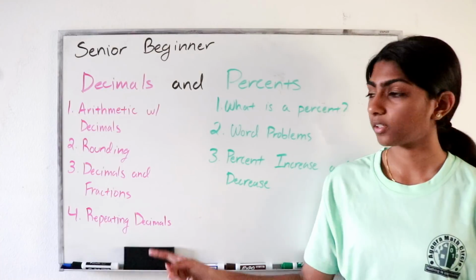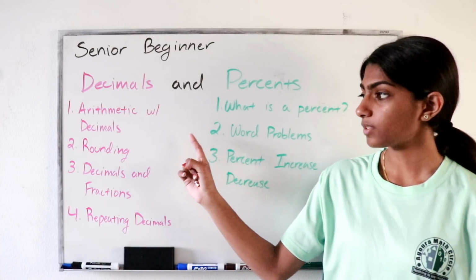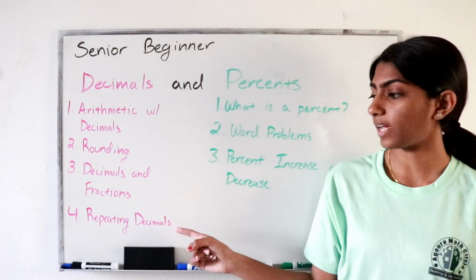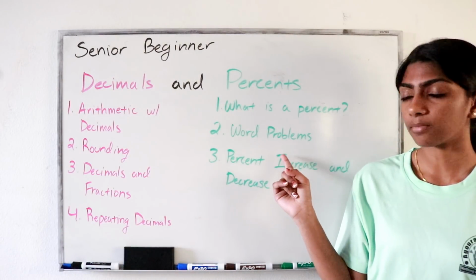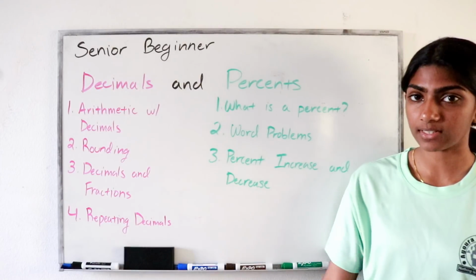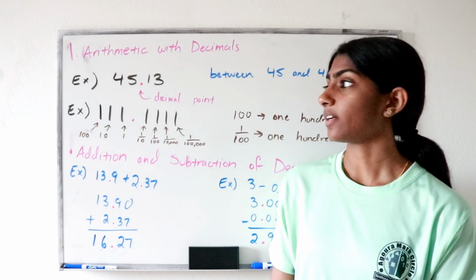So for decimals, we're going to look over arithmetic with decimals, rounding, decimals and fractions, and finally repeating decimals. And for percents, we're going to look over what is a percent, word problems, and finally percent increase and decrease. So let's start with arithmetic with decimals.